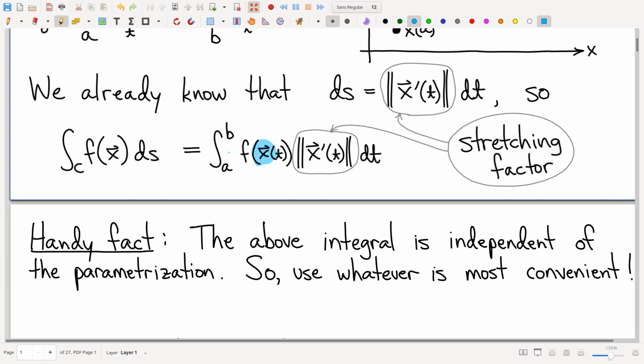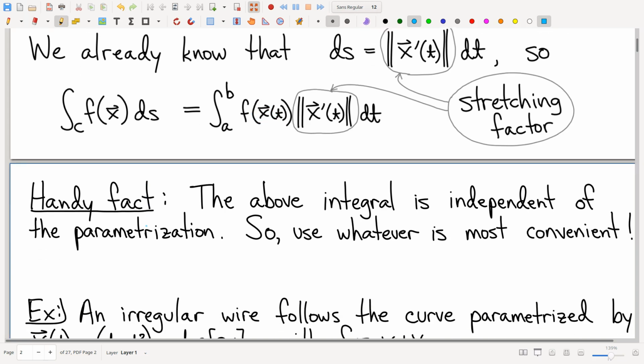So here's the really good news, and this is proved in the book if you're curious, but it's not really part of the course material. This expression doesn't depend on the parameterization. You can use any parameterization you want. You'll always get the same answer. Any parameterization is fine. So nothing to worry about after all. Okay, let's see an example.